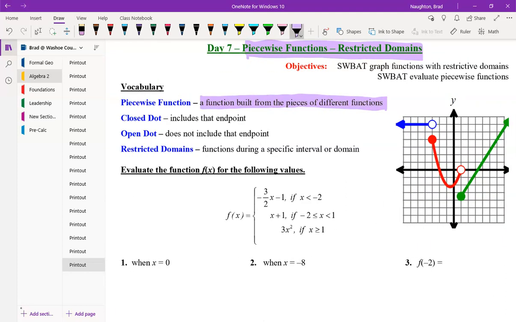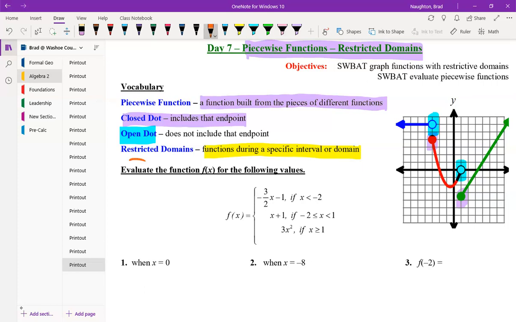A couple of things you need to know. A closed dot means it includes that value. So you can see we have closed dots here and here. So that means we include that one. Open dot means we do not include that value. So it basically goes to right before that value. And then once it gets to 2 or once it gets to 1, it stops. And then restricted domains is what we're looking at. So we're looking at specific intervals or terms.